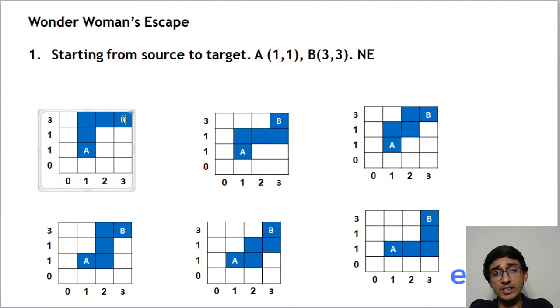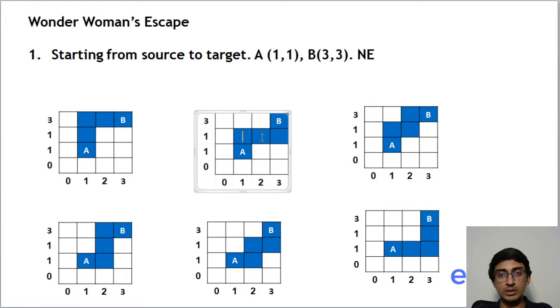So if you can reach 3, 3 from 1, 1, the question now becomes how many ways can I reach it. I can go north, north, east, east, or north, east, east, north. I can go north, east, north, east. I can go east, north, north, east. I can go east, north, east, north. I can go east, east, north, north.